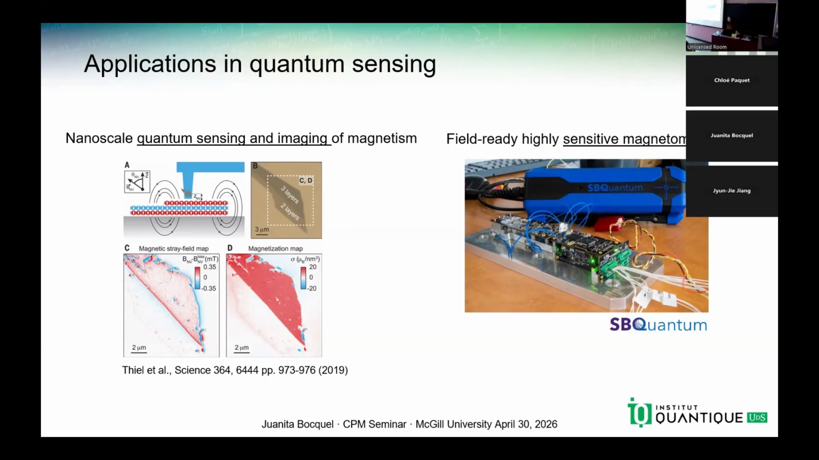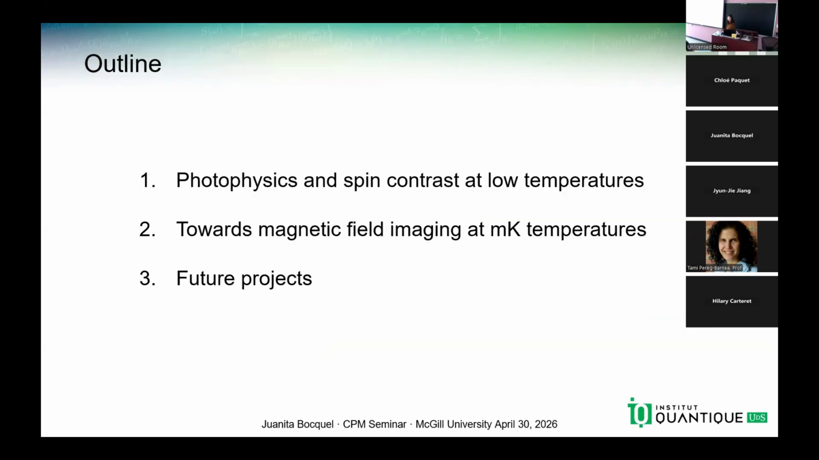So that's the introduction to NV centers. Now I'll dive into the work that I've done in the last years. So first, I'll talk about the photophysics of the centers at low temperature and their spin contrast.